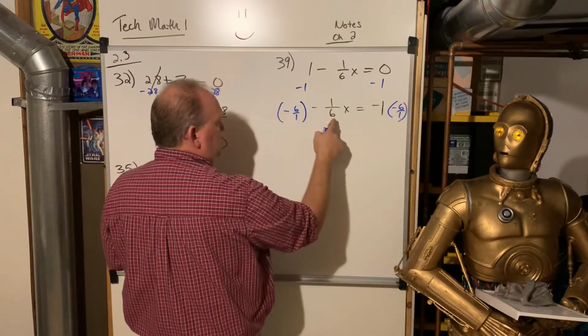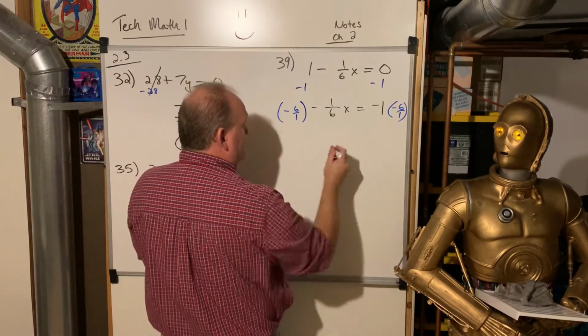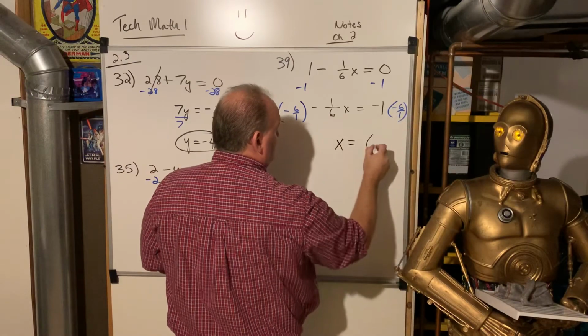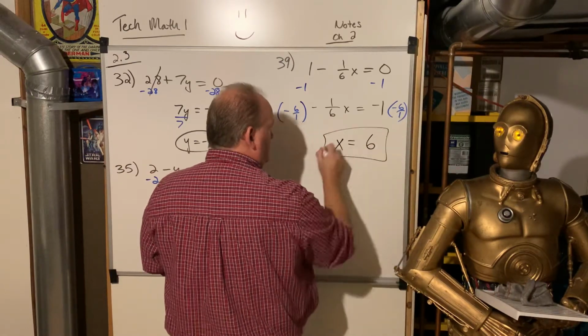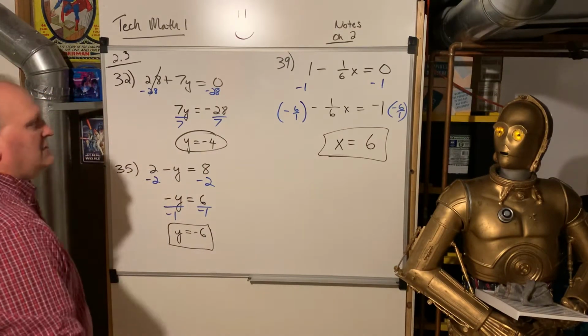And a negative times a negative is a positive. That's positive 6/6, which is just 1x. And a negative times a negative is a positive 6/1. So just 6. The good thing about all of these is you can check your answers.